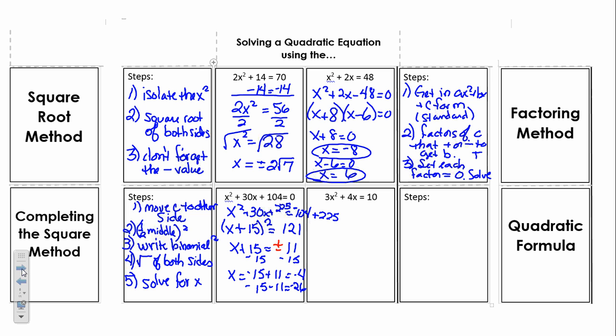You have it like this on the paper. What form is it? What form is it? Vertex form. What's the vertex of that parabola? Negative 15 and 121. And what are the x's? Where does it cross the x-axis? See this now? Put it all together.